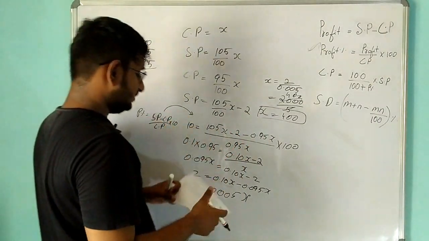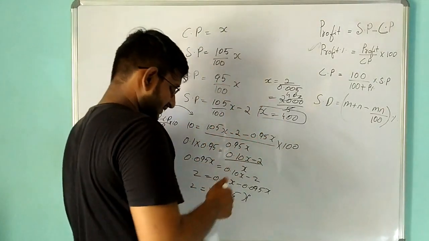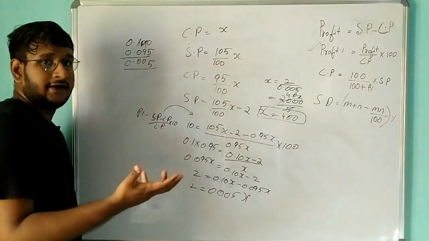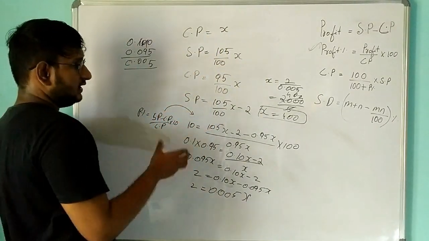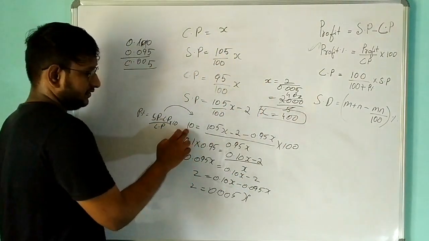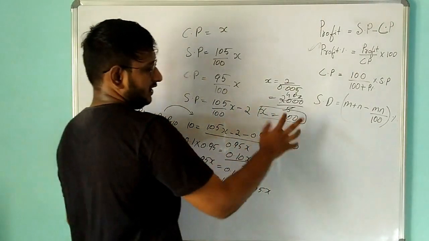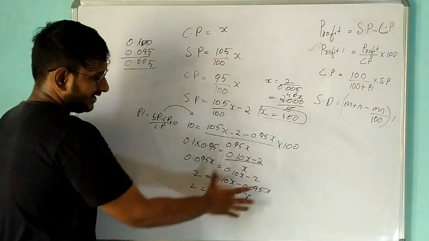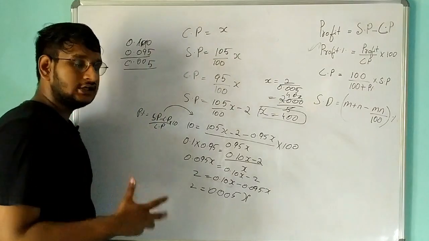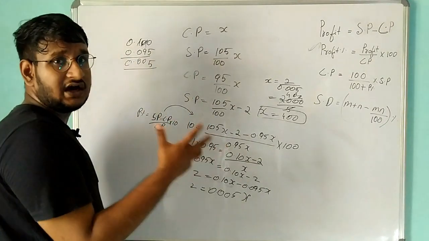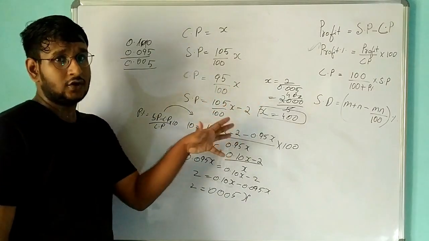So I found the cost price. They are asking us to find the cost price, so the cost price is 400. Cost price is x, they have given the profit percentage as 10%, I'm just substituting this here, calculating it, and I'm getting 400. What I have done here is just a calculation. By practicing it, you can increase your speed and calculate this easily as well.